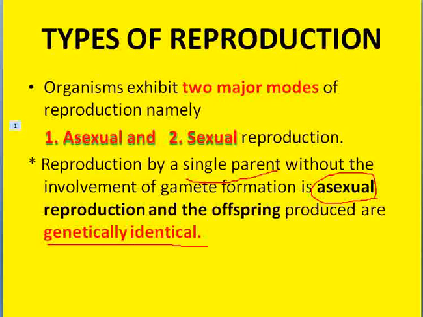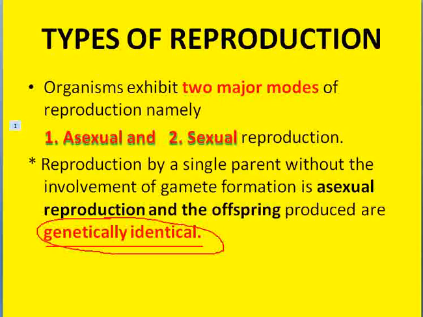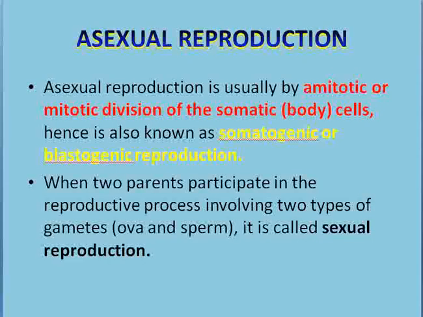They will show whatever character is present in the parent, as it is, whether it is a good character or an unwanted or bad character, everything. That is why we say they are genetically identical to the parent. Asexual reproduction generally takes place by means of amitotic or mitotic division, generally in the somatic or body cells. So it has another name, called somatogenic or blastogenic reproduction.